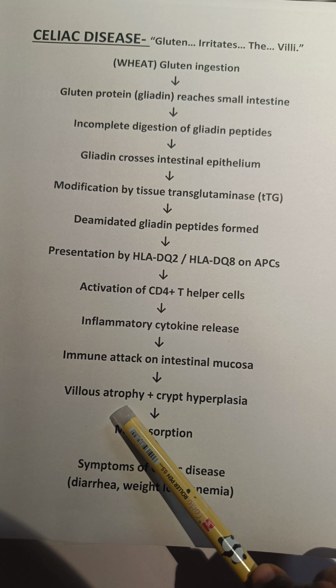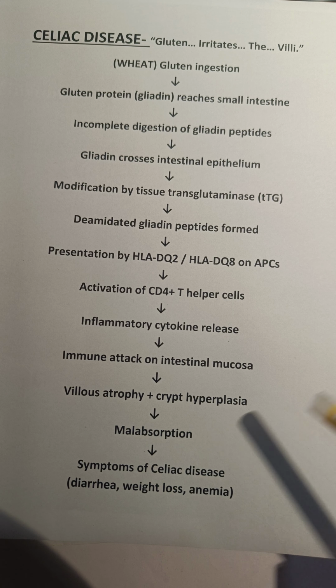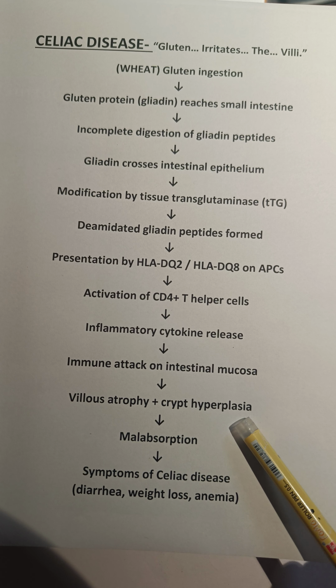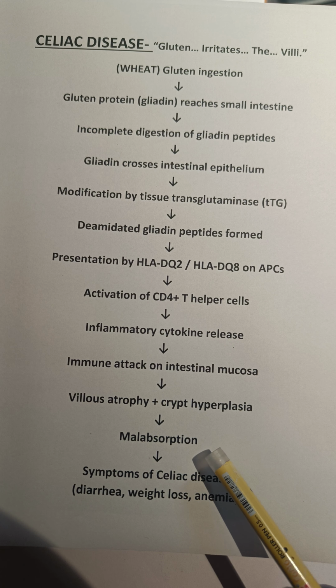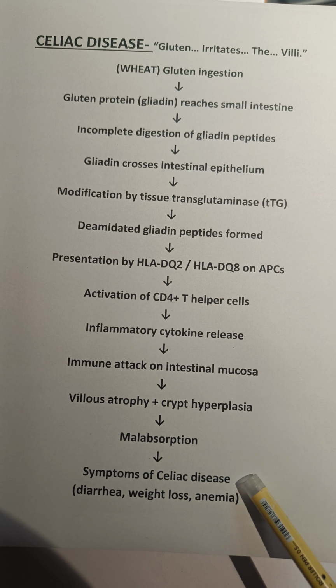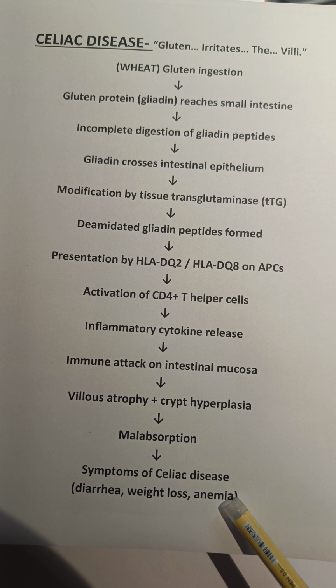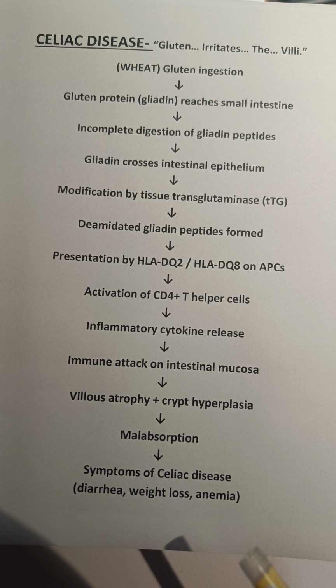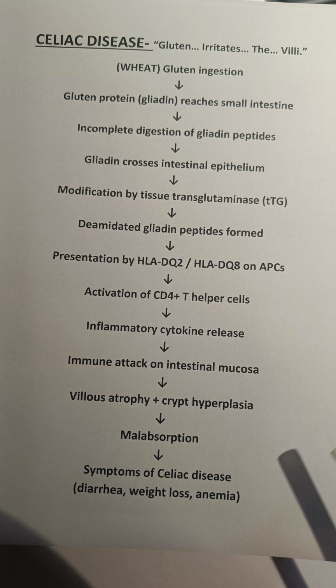All the villi will undergo atrophy, and the crypts, the depressions, all the cells in the crypt will undergo hyperplasia. Because of these two changes, there is a lot of malabsorption, and that is what leads to symptoms of celiac disease: diarrhea, weight loss, anemia. Remember, these patients will have features of iron deficiency anemia also. That is why it causes tiredness, because of the malabsorption.